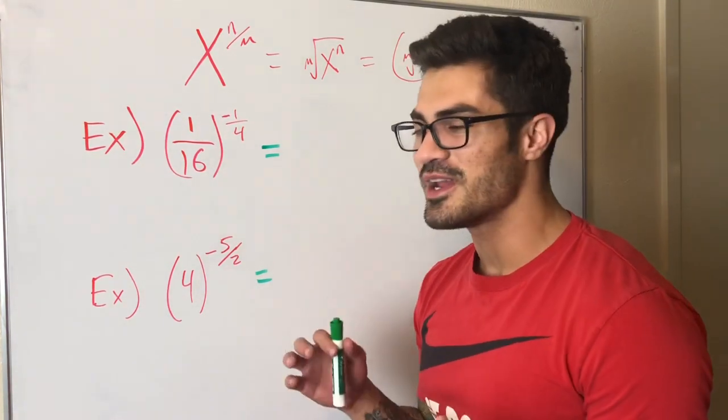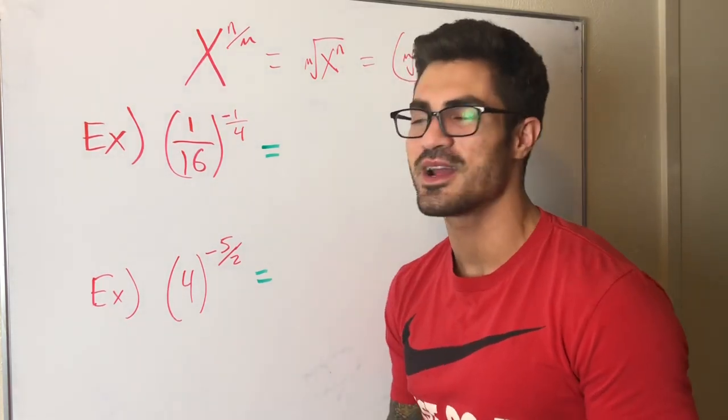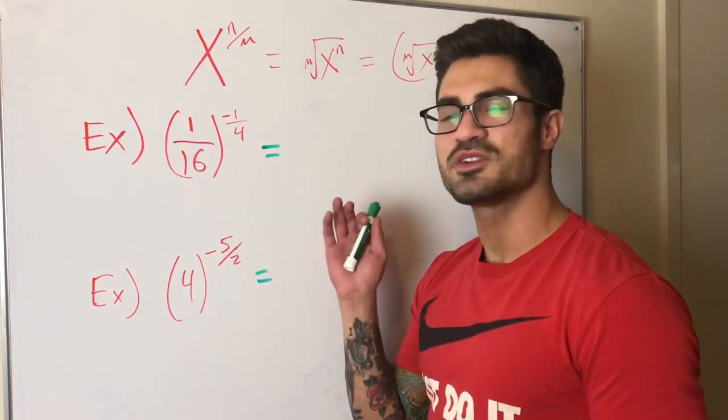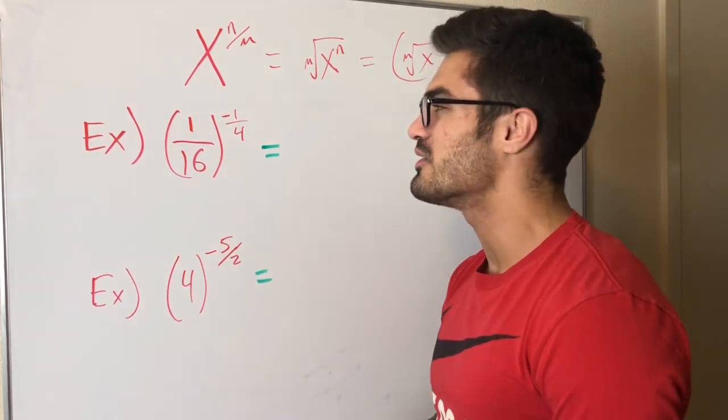All right, so in these two examples, we have fractional exponents, but we also have negative exponents. So we're combining two of these ideas, but don't panic. That's why these are good examples to do to get some practice. So let's go ahead and start. The first thing I do when I see negative exponents is I get rid of the negative exponents.